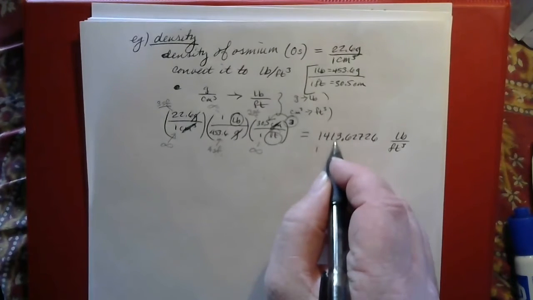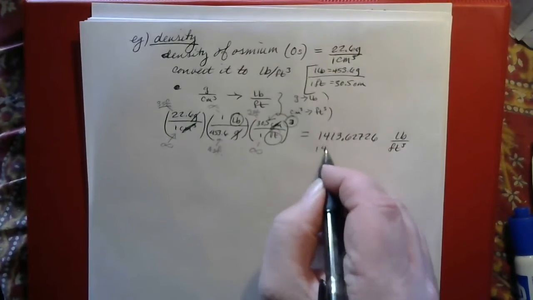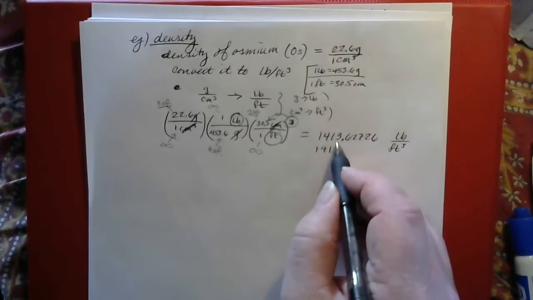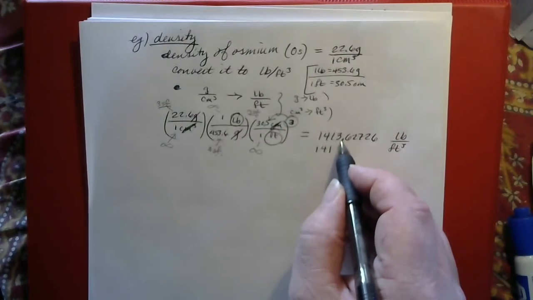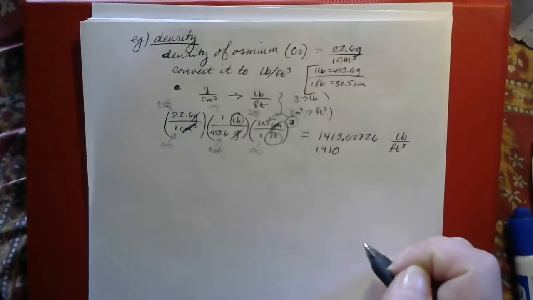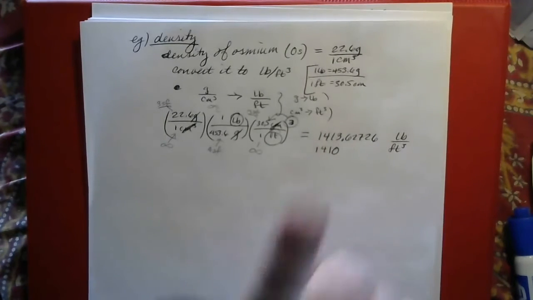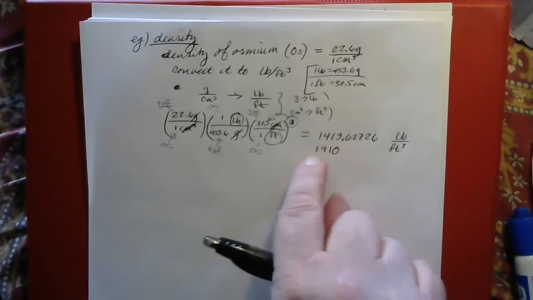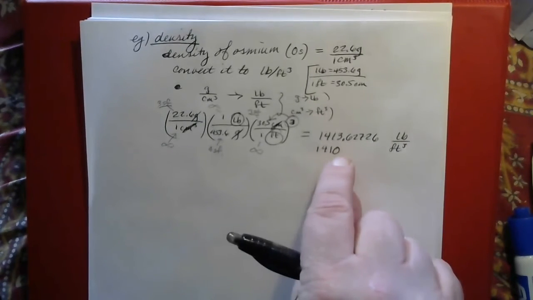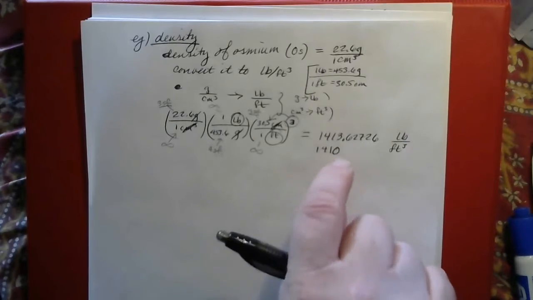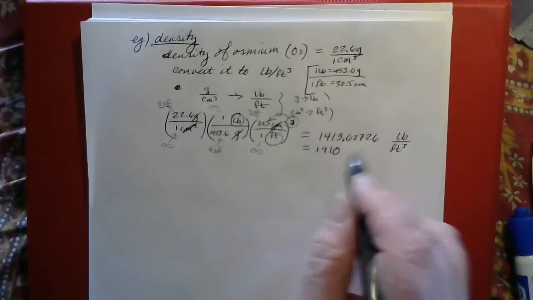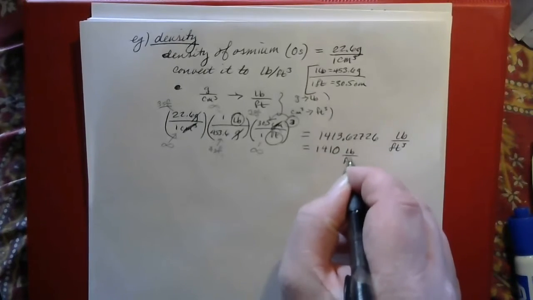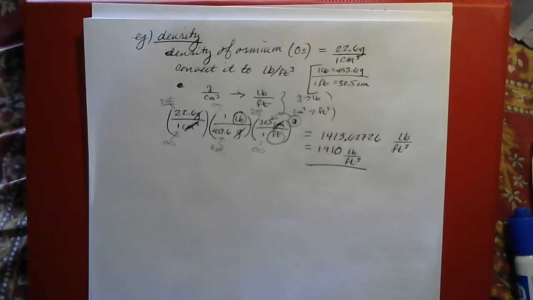Since the 3 is less than 5, the 1, 4, 1 can stay the same. But also notice that the 3 comes before the decimal point. So to maintain the right magnitude of the number, the 3 should be replaced with a 0. But don't write the decimal point, because if you do, then suddenly this number has 4 significant figures instead of 3. Because zeros at the end count if there's a decimal point. So just leave it as 1410, no decimal point, pounds per cubic foot.